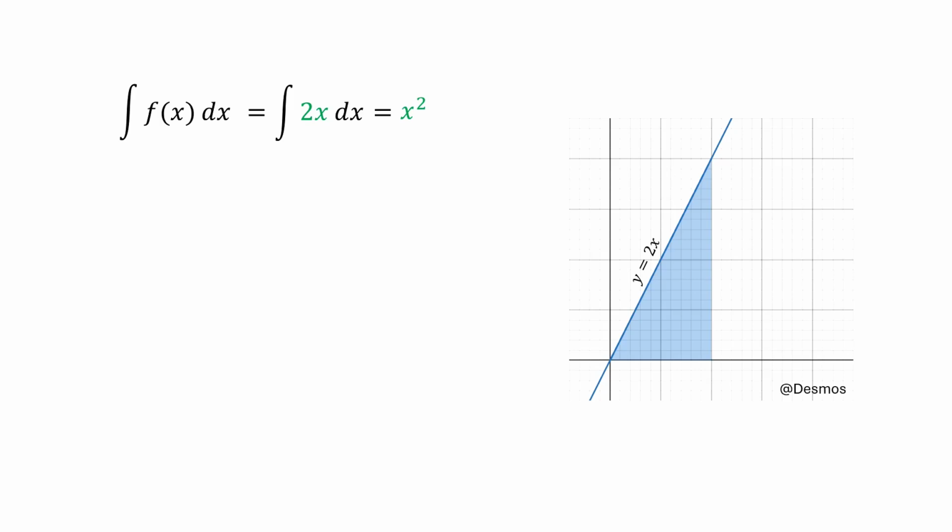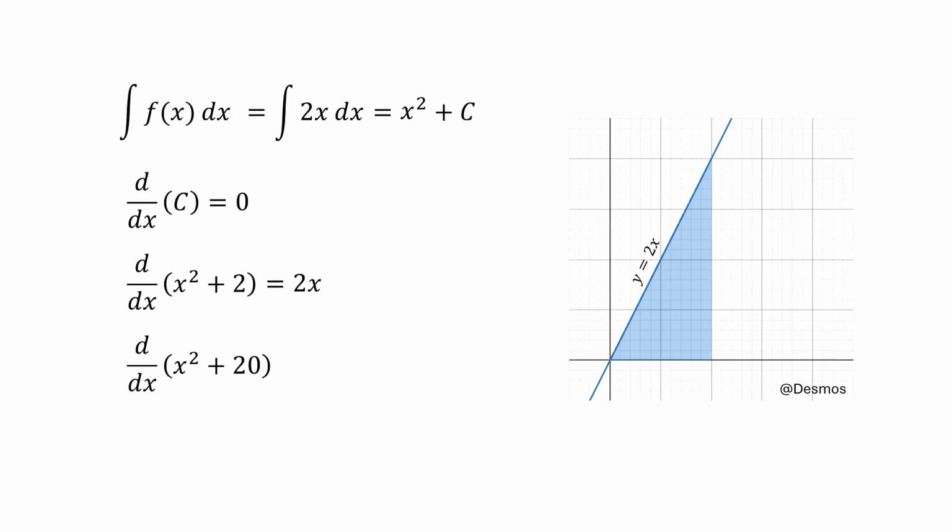But pay attention. The result of an indefinite integral always includes a constant, written as c. Why? Because the derivative of any constant is 0. The derivative of x squared plus 2 is 2x. The derivative of x squared plus 20 is also 2x. The same goes for x squared plus 100, or any other constant added to x squared. That's why we always include plus c when writing the result of an indefinite integral.